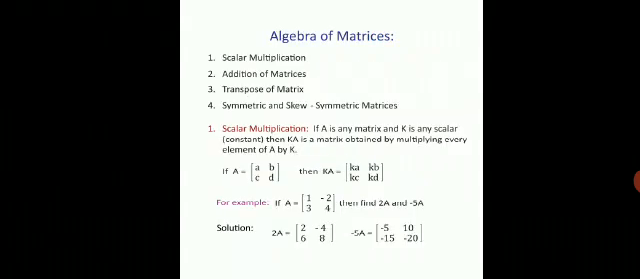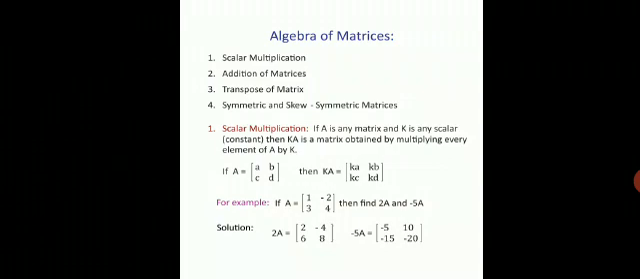In that, scalar multiplication, addition of matrices, transpose of matrix, symmetric and skew symmetric matrices, we will see one by one. First one, scalar multiplication. If A is any matrix and K is any scalar, then K into A is a matrix obtained by multiplying every element of A by K.